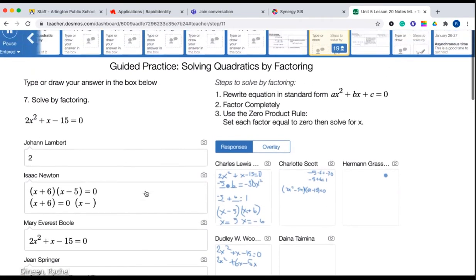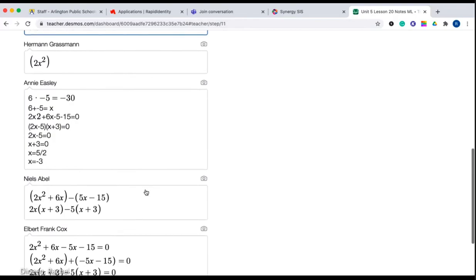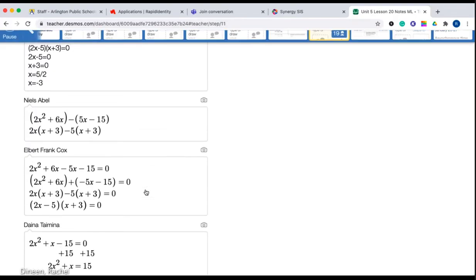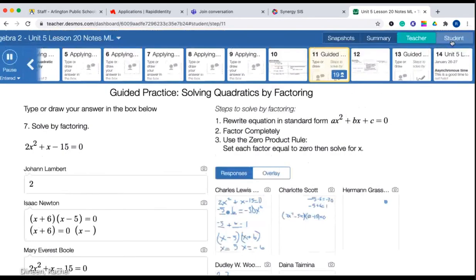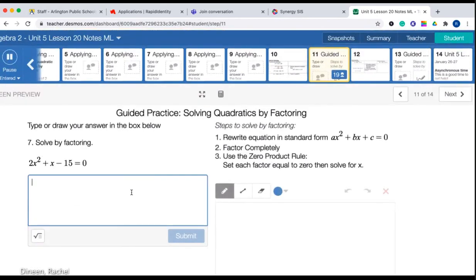All right, looks like most of you have got it, or you are at a point where you're totally stuck. So let's go ahead and go over this together. The first thing we need to do is split the middle term. I need two numbers that multiply to give me negative 30 and add to give me 1. Those two numbers are a positive 6 and a negative 5.